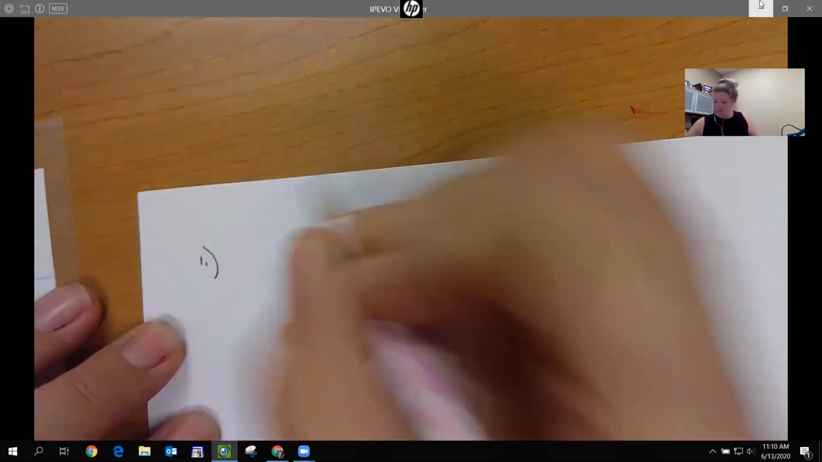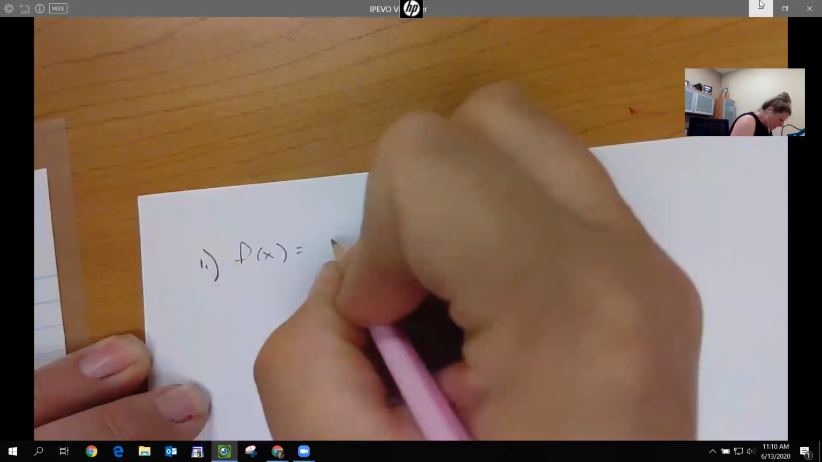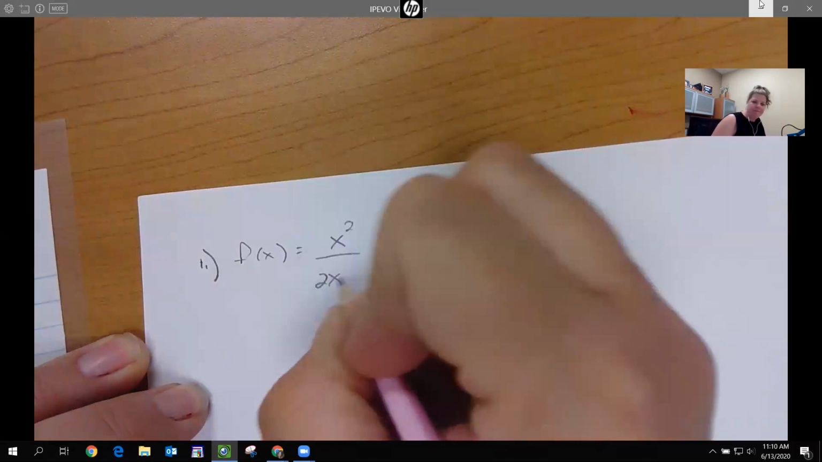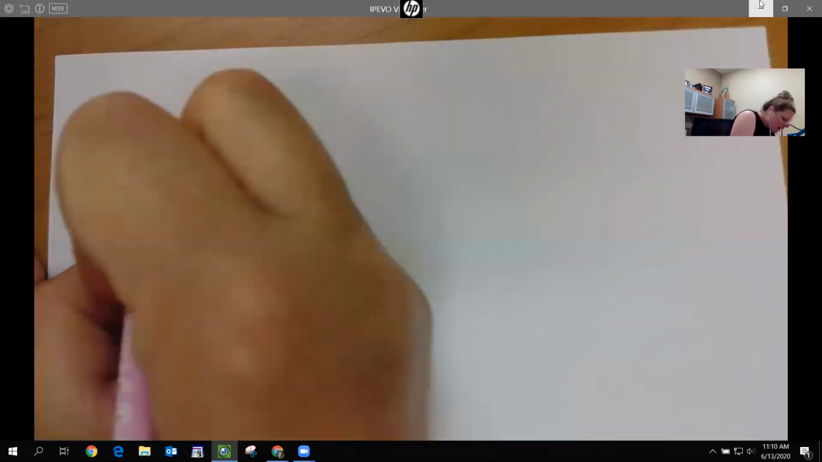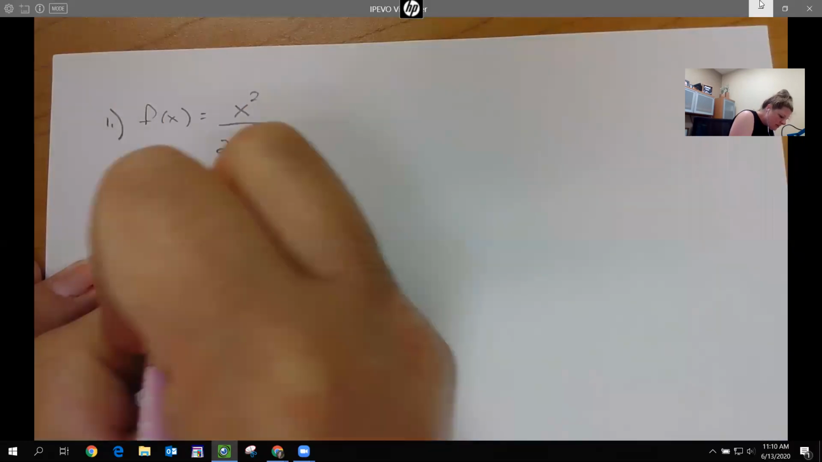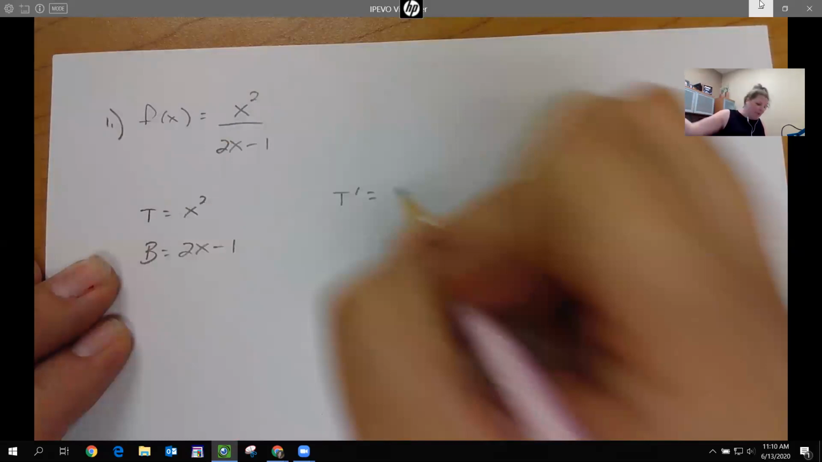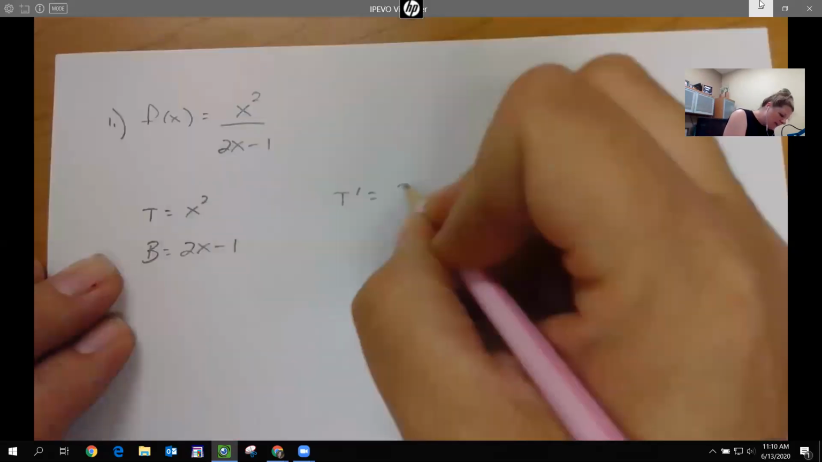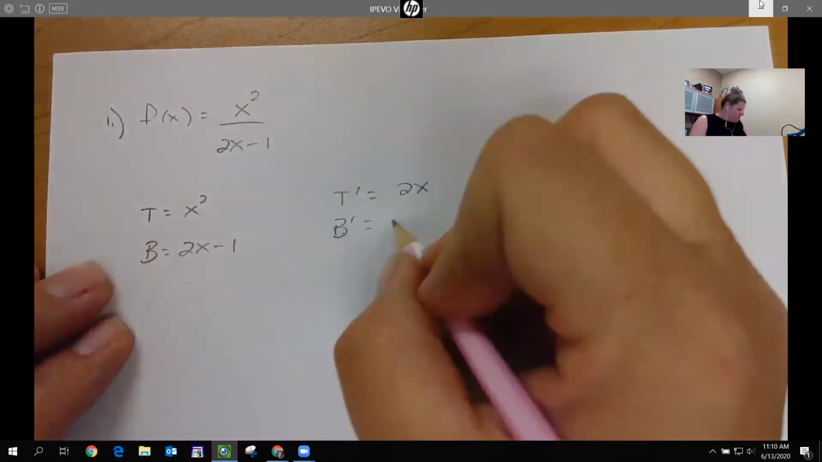What's my first kind of easier one? All right, this is my first one in the quotient rule here. So what if I have x squared over 2x minus 1? What is our top? Our top is x squared. What is our bottom? Our bottom is 2x minus 1. Now let's do the derivative of each of those. What is the derivative of the top? The derivative of the top would be 2x. What is the derivative of the bottom? Just 2. So those are pretty easy ones.